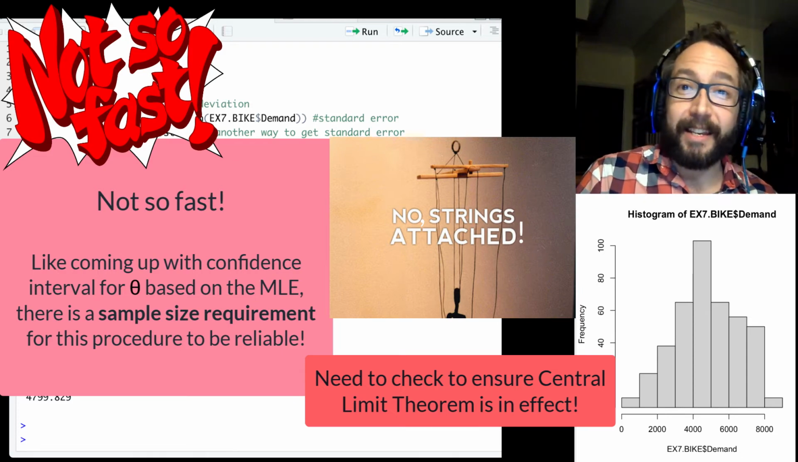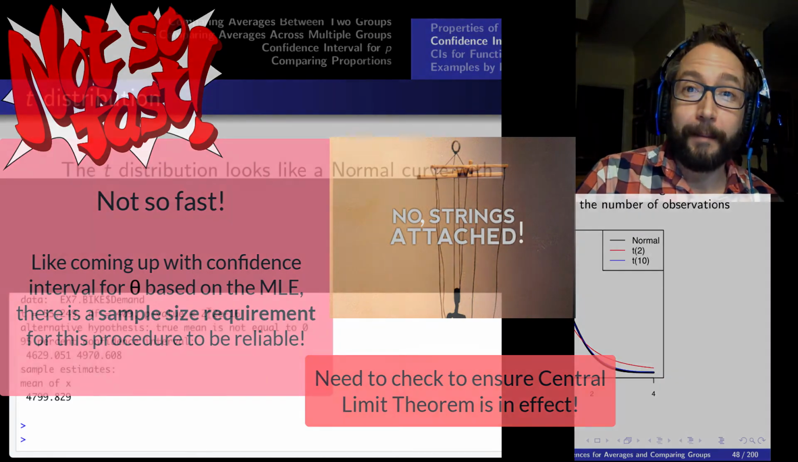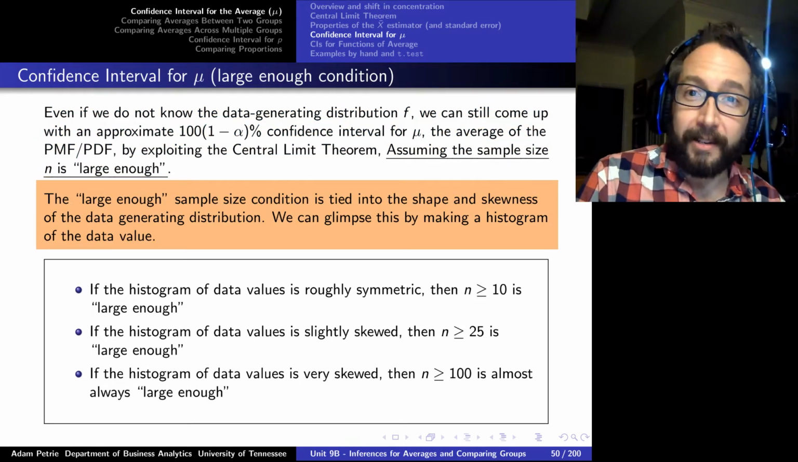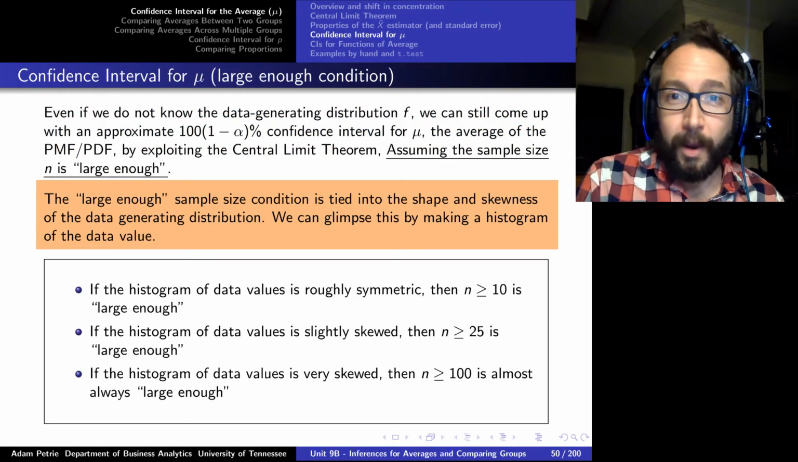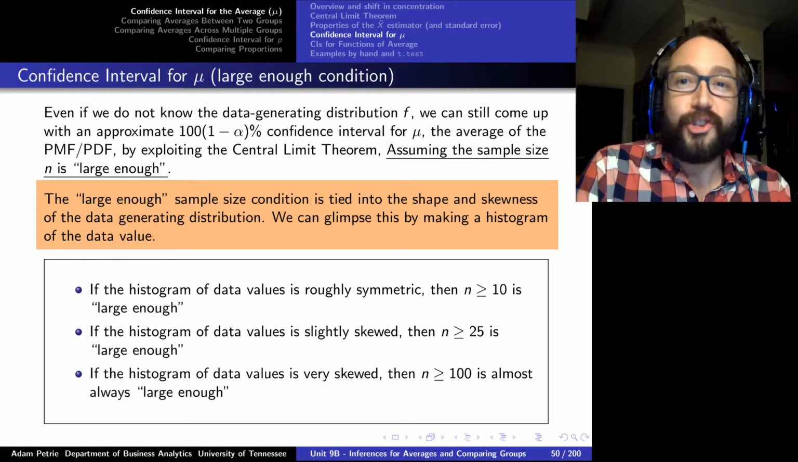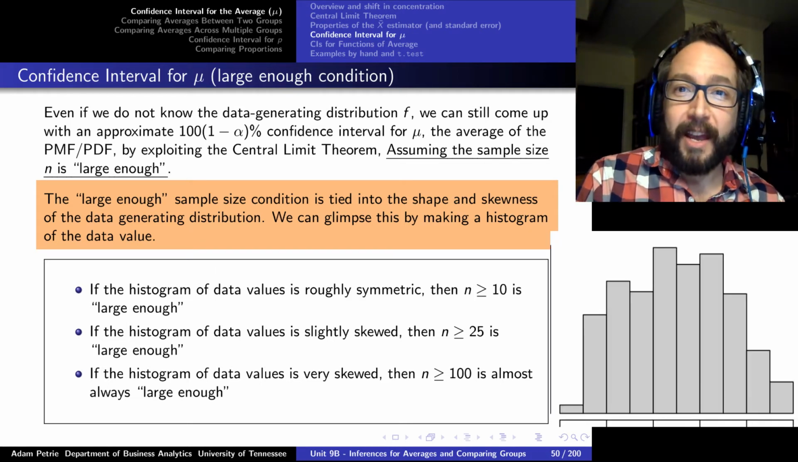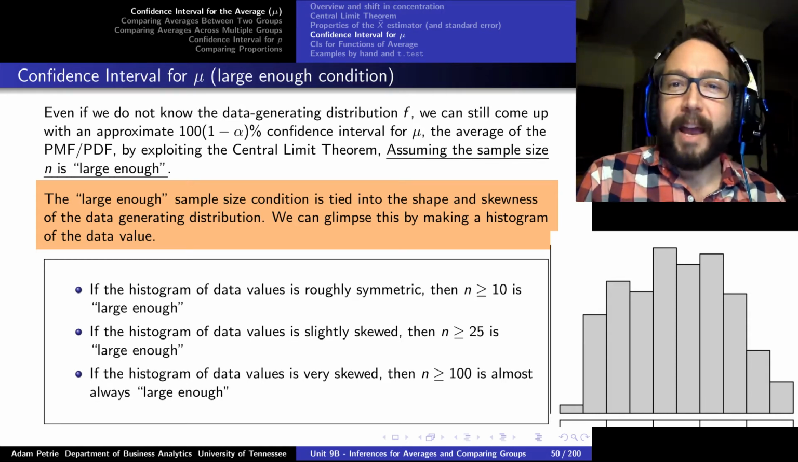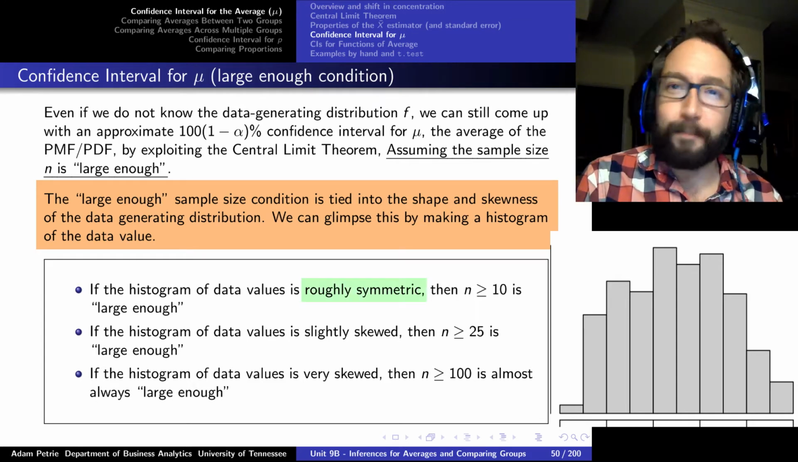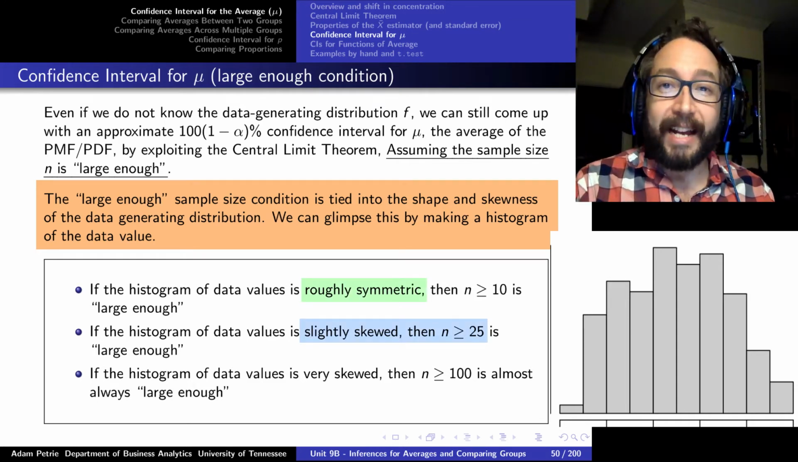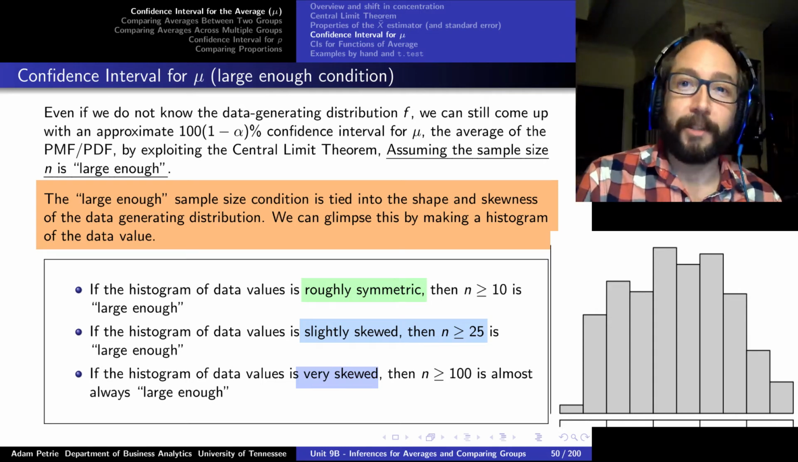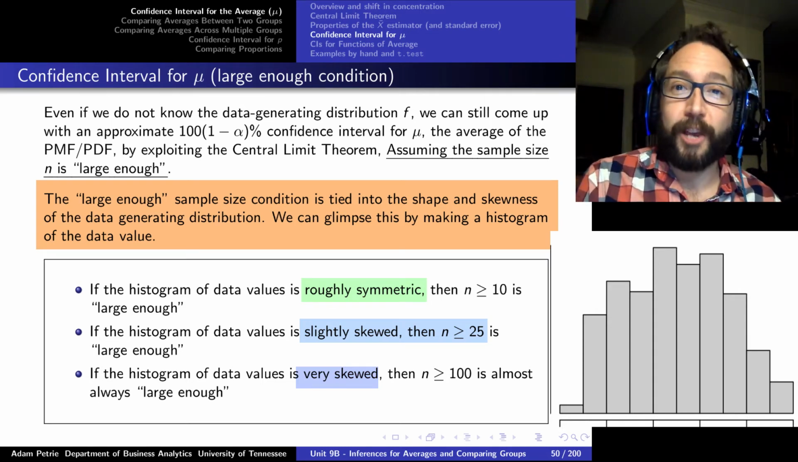So when is the central limit theorem going to be in play? Well, it's tied in actually to the sample size that you're dealing with. Depending on your sample size, the shape of the histogram of your data values needs to look good. So what do I mean by that? Well, once you've collected your data, you're going to make a histogram, and you're going to note if it's roughly symmetric, if it has a little bit of skew, or if it has a lot of skew. And the sample size that's required to invoke the central limit theorem is going to depend on this shape.